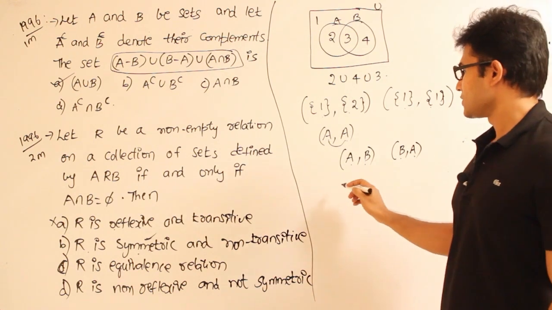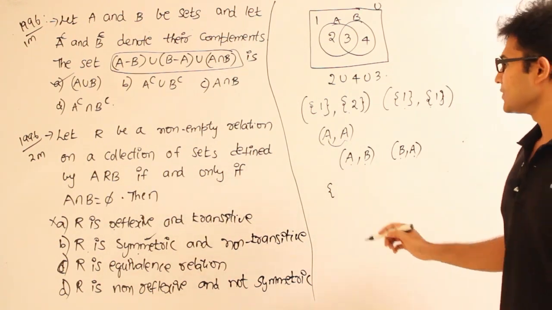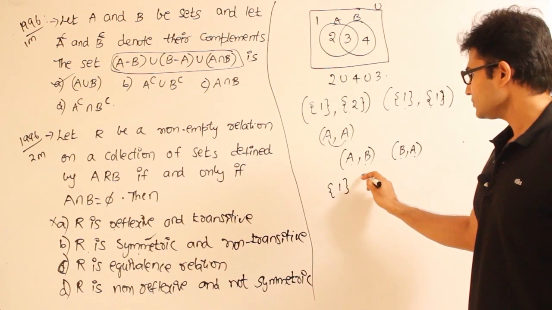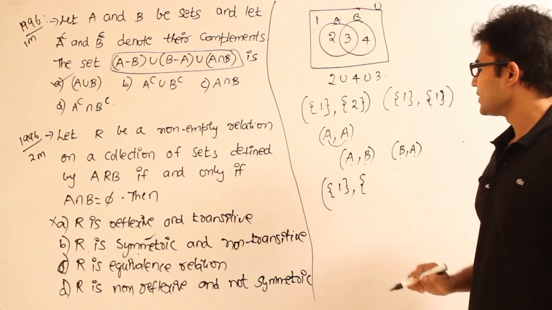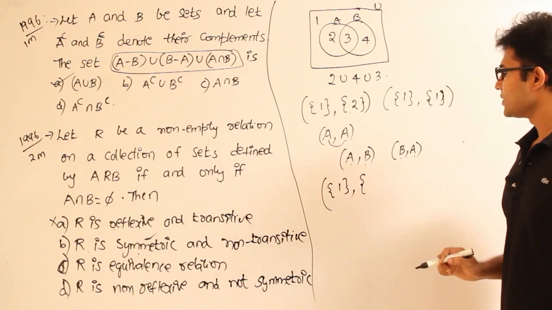Now let's see if it is possible or not. Now with a counter example I want to prove it. See, if I have a relation like this, A, and then this is an element, and let me come up with an example.